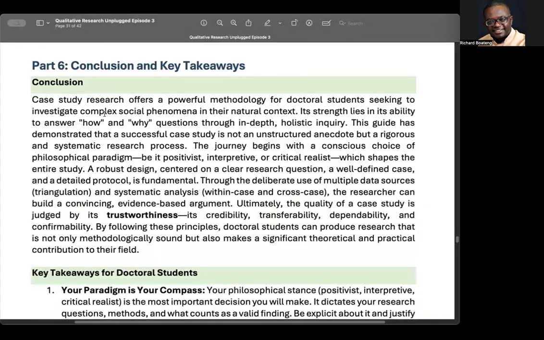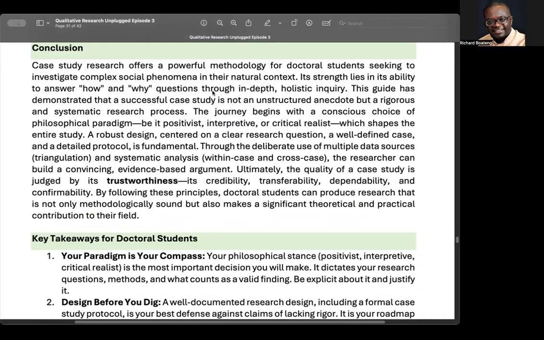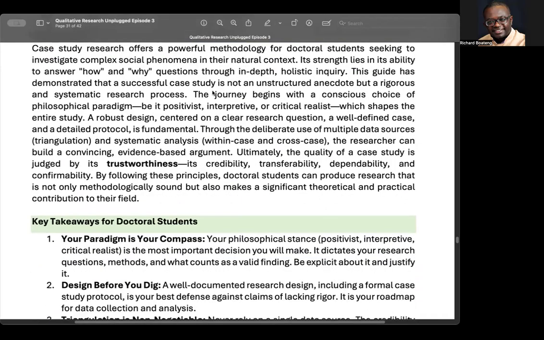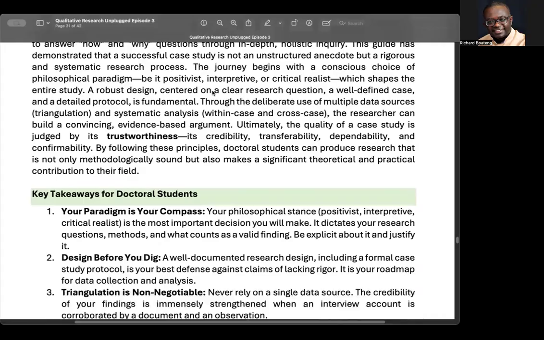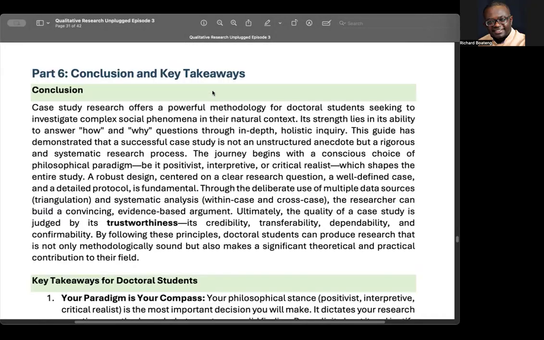Okay, that clarifies the unique nature of interpretive work. So, wrapping up this section on rigor and reporting, what are some of the most common pitfalls that doctoral students, like those in the Advanced Qualitative Research Methods course, absolutely need to avoid when doing case study research? Based on the guide and general experience, there are a few common traps.